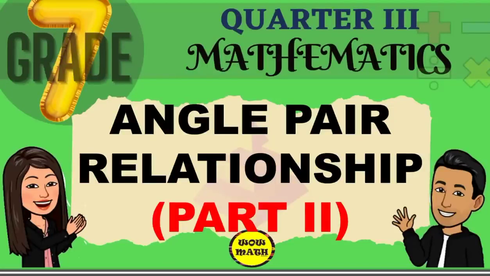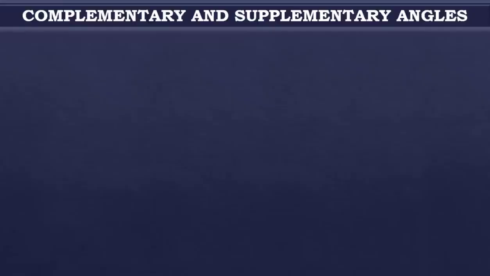In this video, I'll give you examples or sample problems where we apply what we learned in part 1. It is very important that we know the difference and the relationship of the 6 angle pairs we discussed in part 1. So please watch part 1 first before going to part 2 so we won't have a hard time. Okay? So let's start.